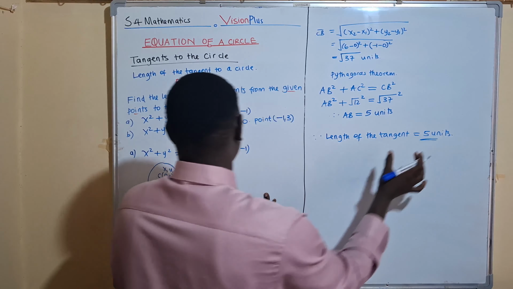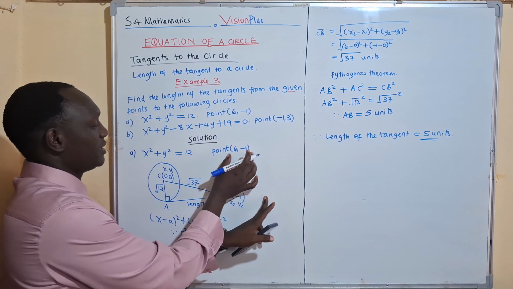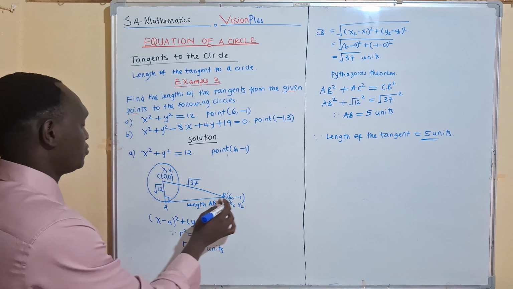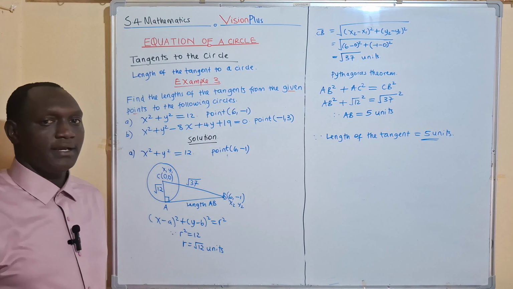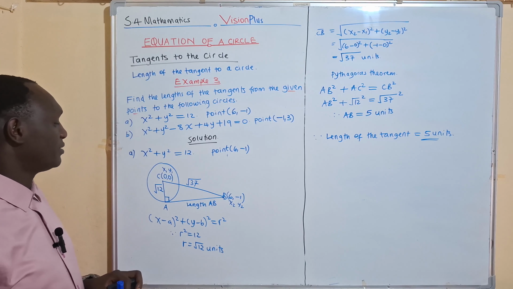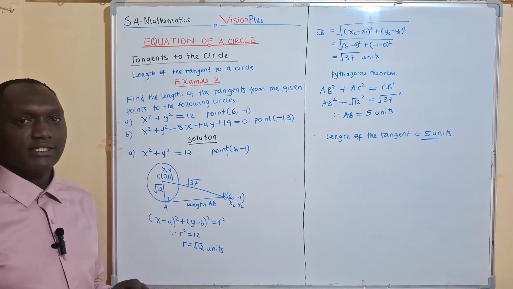This is the tangent which is drawn from the point (6, -1) to the circle. So this is how we solve for part A. Let us go to part B.